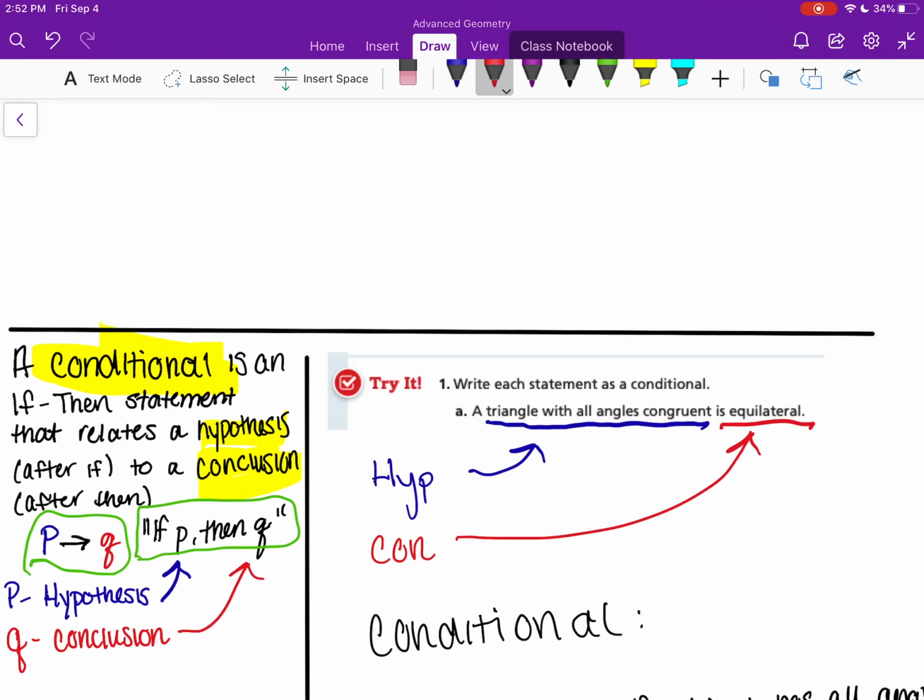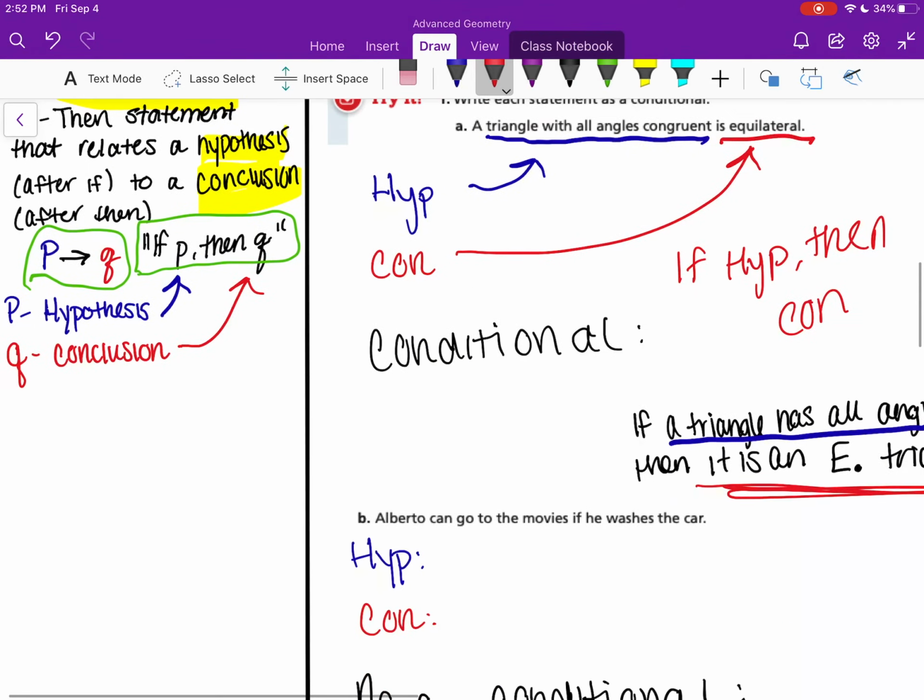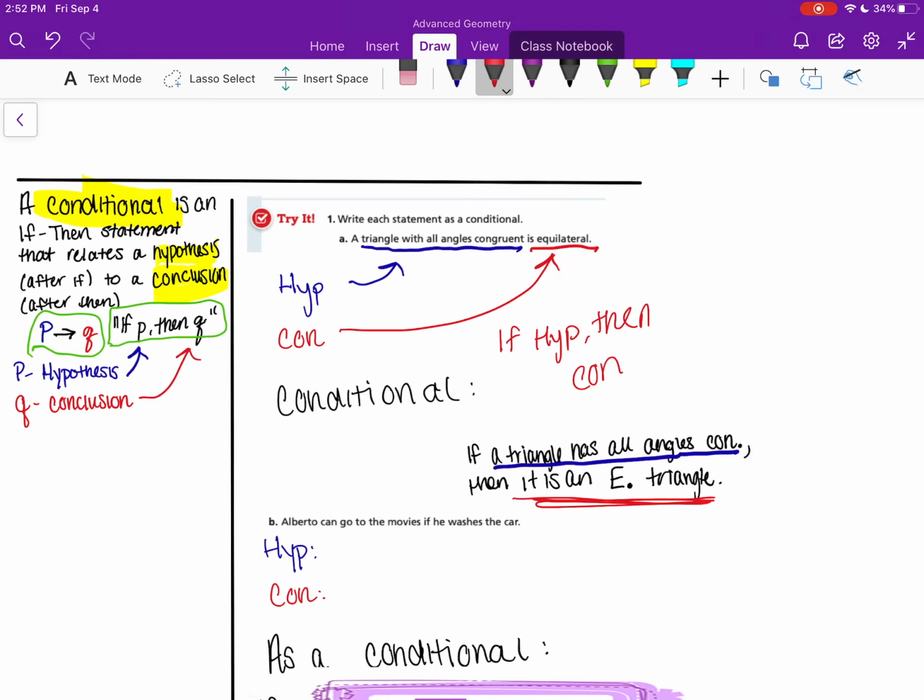So if we wanted to write this as an if hypothesis, then conclusion statement, we would write this as if a triangle has all angles congruent, then it is an equilateral triangle. This statement here would be our conditional statement. And we know that this isn't necessarily how we would speak in everyday talk. In everyday talk, the hypothesis doesn't necessarily come before the conclusion, but we're practicing writing it that way.